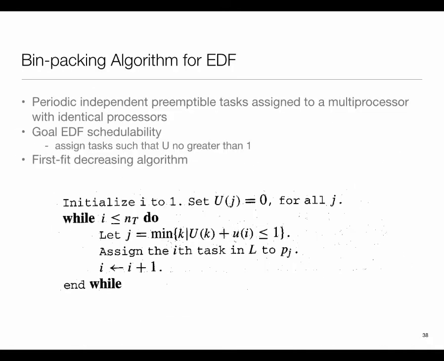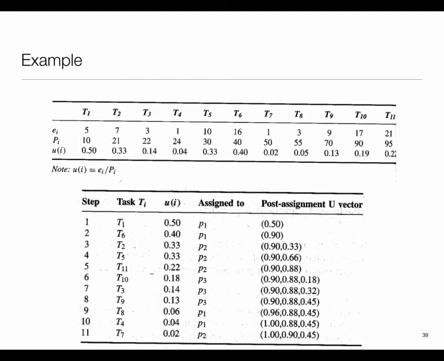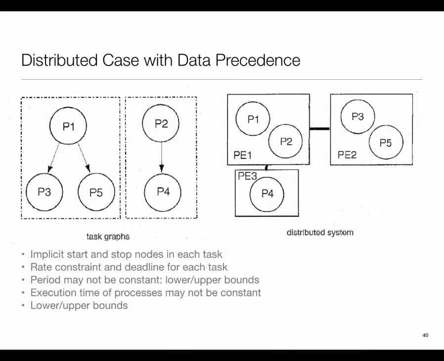I'm not going to go into it, other than to point out that for EDF, this is a bin packing kind of algorithm where you're assigning the tasks, and your goal is to make sure that in each processor, tasks do not add up to a utilization of more than 1. One particular heuristic is the first fit decreasing algorithm, where the idea is that you look at whichever task fits first in a particular bin, assign it, and move on. There are many heuristics, gazillions of them out there. I'm not going to go over them.